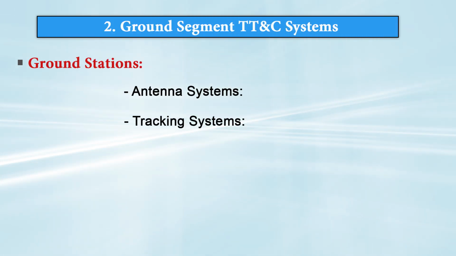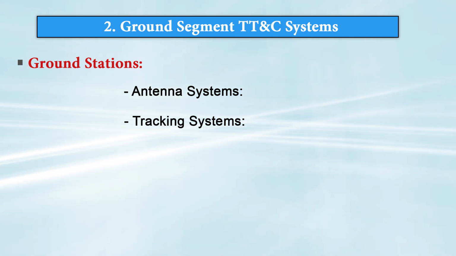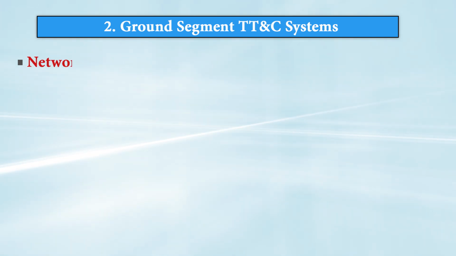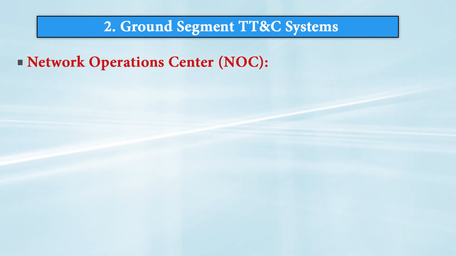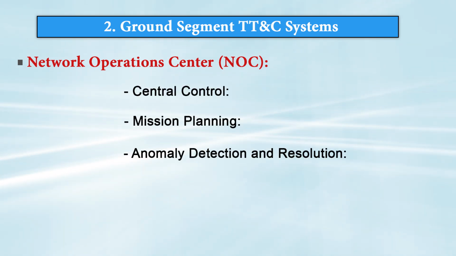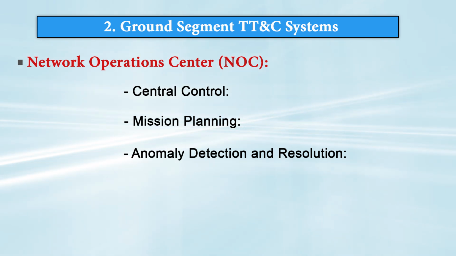In the ground segment, as I told you, we have antenna, we have tracking system, we have control system to perfectly control all the subsystems of the satellite. Then we have another network operation center, abbreviated as NOC. Central control: the NOC coordinates all TTC operations including tracking, telemetry analysis and command transmission.